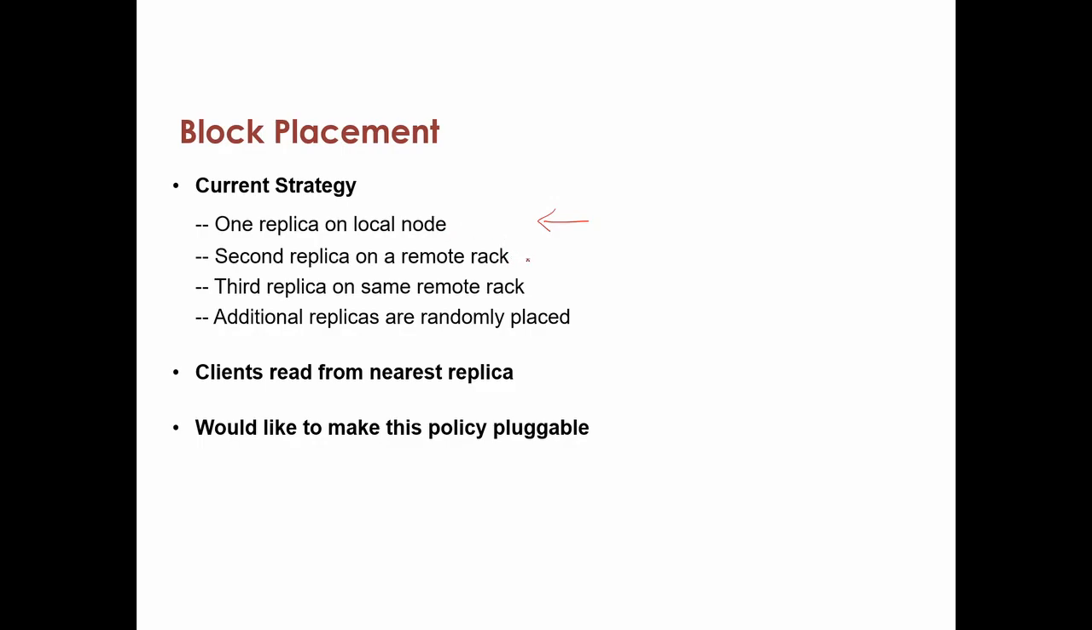The second replica will be written on a remote rack, and the third replica will be written on the same remote rack. The idea here is that there is only one inter-rack transmission for the replication. Clients read from the nearest replica, and this nearness is in terms of rack locality. This policy can be changed probably, but this is the default policy that is used.